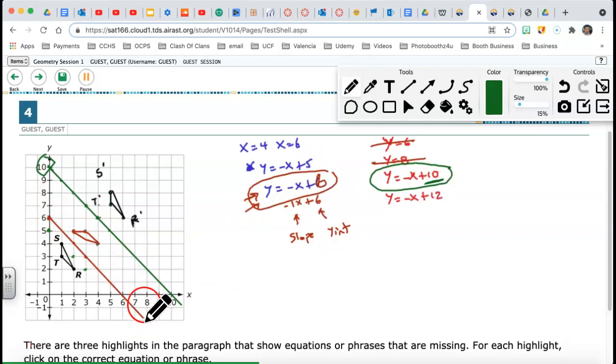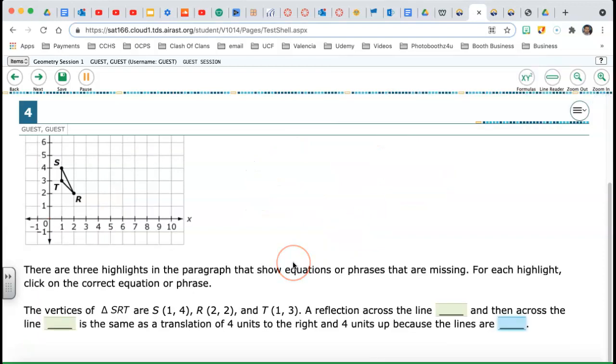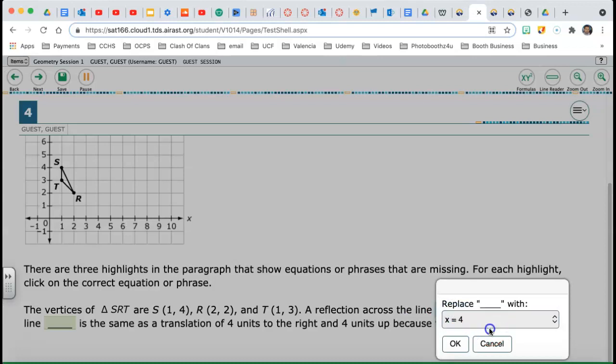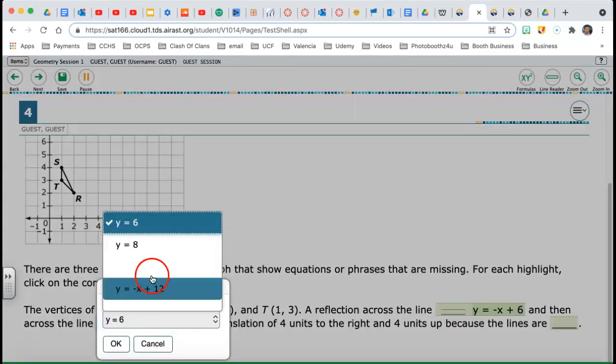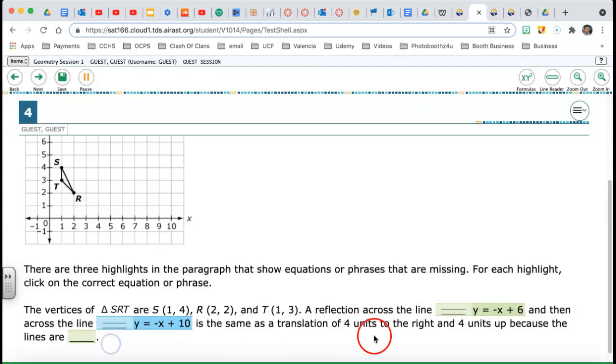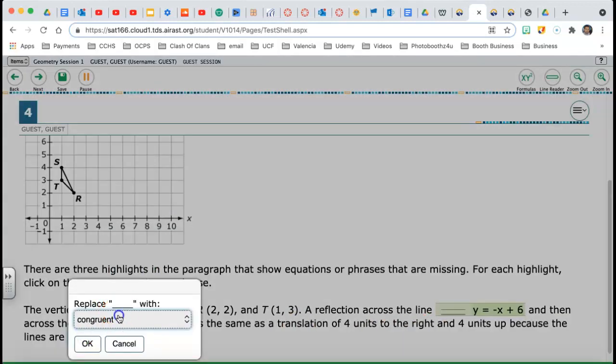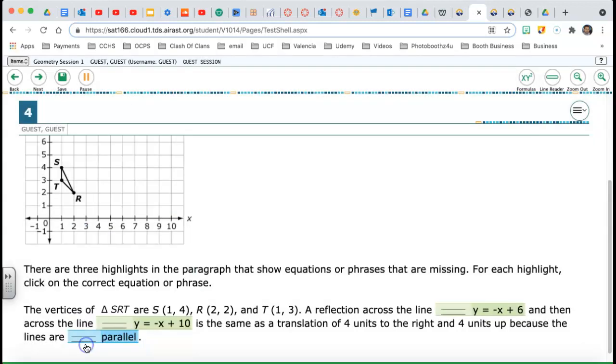Now, what's going on between line red and line green? Are they similar, are they congruent, are they perpendicular, or are they parallel? They're parallel, right? So those are my answers. Y equals negative x plus 6, y equals negative x plus 10 on the second choice. Let's scroll down and do that. Okay, so here we go. We said that this one was negative x plus 6. My second answer was negative x plus 10, and my third answer was that the two lines are parallel to each other. Those are my answers.